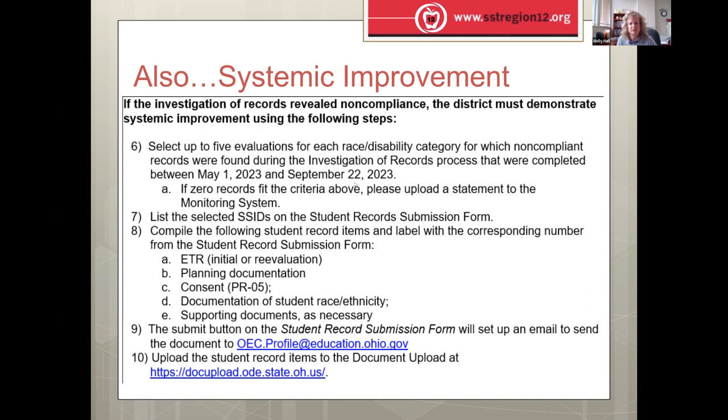between May 1st and September 22nd. So this is a small window of time, and potentially you might not have any records or evaluations that occurred. If that happens, then you're just going to send a statement into that monitoring system that indicates there were no evaluations for that particular disability category within this given time frame. And then you're going to provide all of the SSID numbers on that student record submission form.